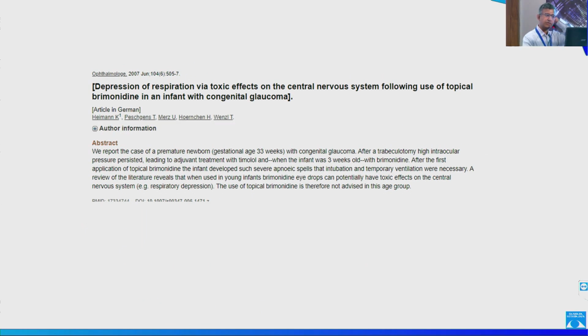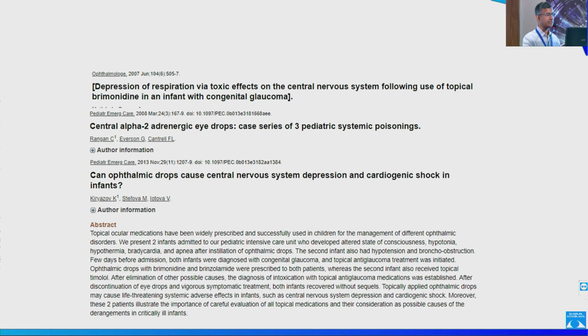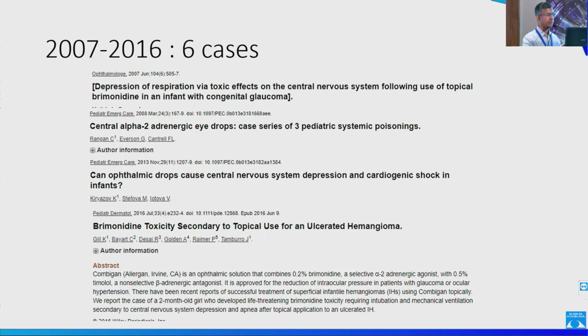Unfortunately, this continues to happen, and this is a paper published 16 years after that, when it was given to a child with congenital glaucoma who went into respiratory depression. If you look at the literature, between 2007 and 2016 there were 6 cases reported. As ophthalmologists, this is something that we should not do. You can lose the child because of this. So this is just one take-home message: don't use brimonidine in a child below 2 years.